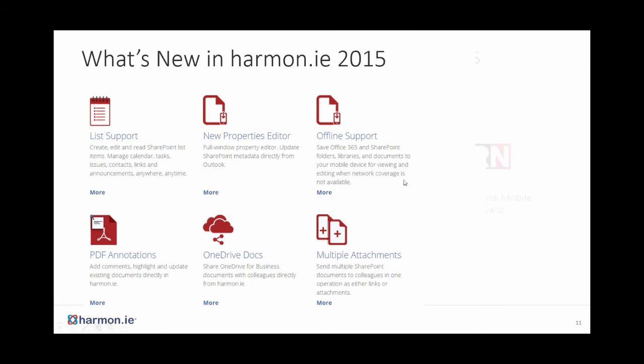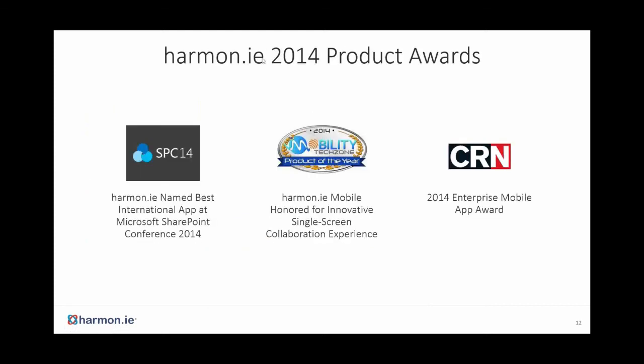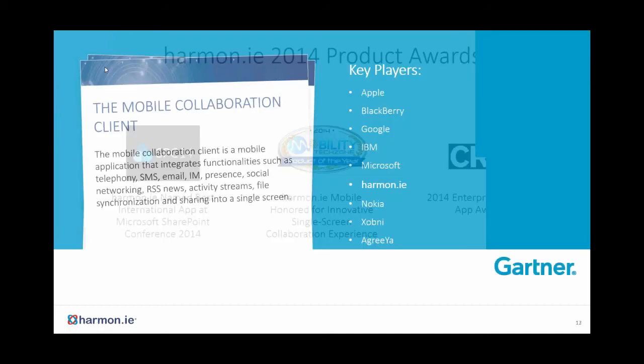Okay, so this has been a very prolific year for Harmony. In terms of product awards, we have been named the best international application at the Microsoft SharePoint conference show, the worldwide SharePoint conference event in Las Vegas. And this was for Harmony Email. Harmony Mobile took 2 product awards, one from Mobility Tech Zone and one from CRN, which actually was released yesterday. So pretty good year in terms of product awards.